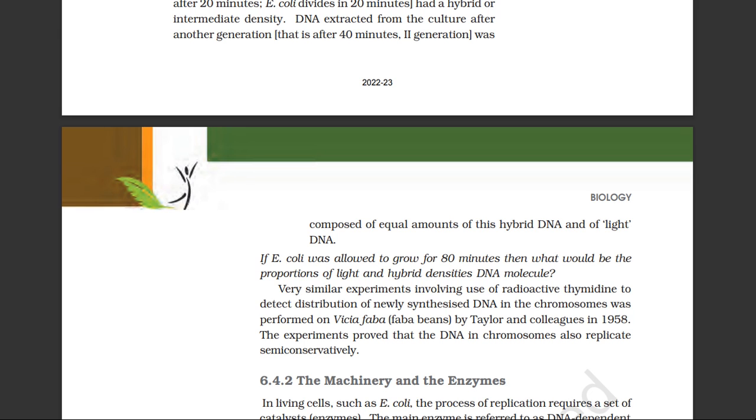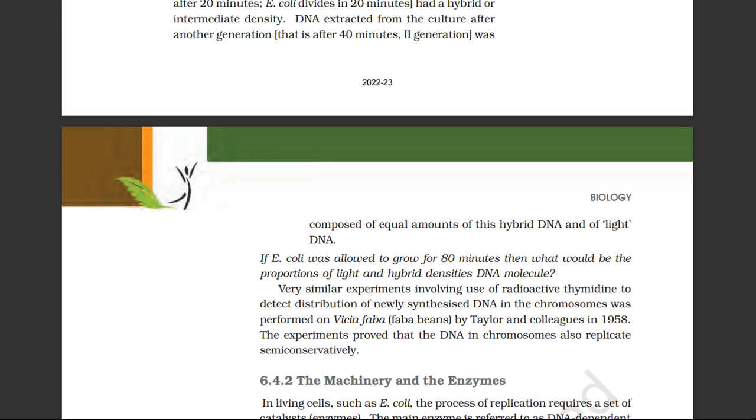DNA molecule. Very similar experiments involving the use of radioactive thymidine to detect the distribution of newly synthesized DNA in the chromosomes were performed on Vicia faba beans by Taylor and colleagues in 1958. The experiments proved that the DNA in chromosomes also replicates semi-conservatively.